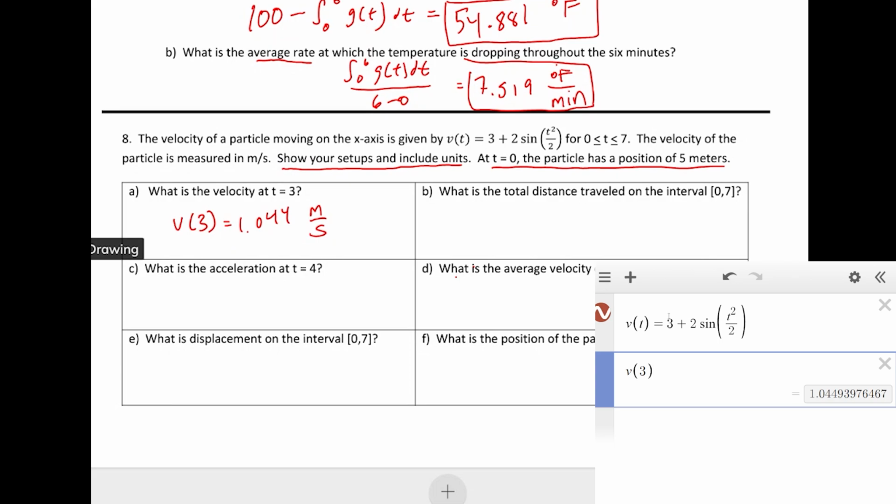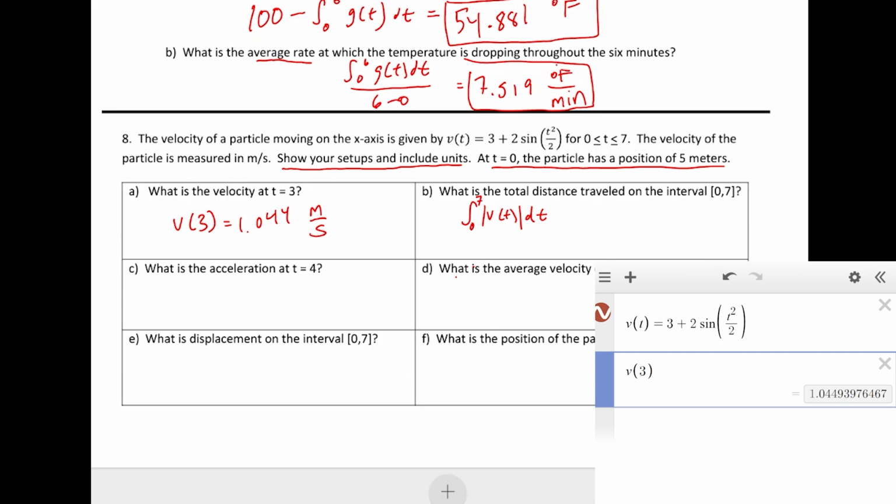Part B says, what is the total distance traveled on the interval 0 to 7? Total distance, a little different from displacement. With total distance, we want all of the distance to be considered positive. So when we integrate the change function v, we need to ensure that all those outputs are positive. So we're going to put absolute value bars around the velocity. And we want to know what's the total distance traveled between time equals 0 and time equals 7.